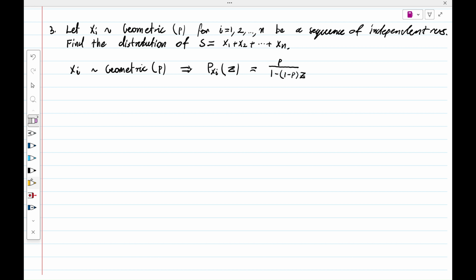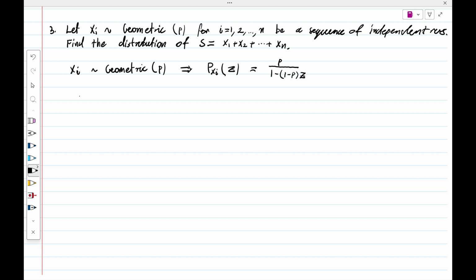I'm here going to be using the definition of a geometric random variable, which is the number of failures before the first success, or before a success. That is the definition of the geometric random variable in this case, and this is the PGF that comes out as a result. And again, I encourage you to look at other videos in the channel which derive this result. But for now, we'll take it as given.